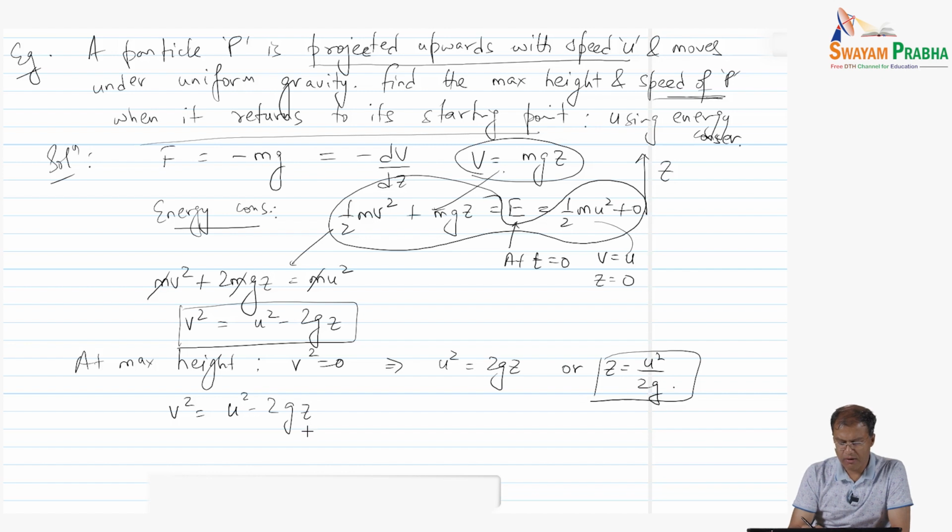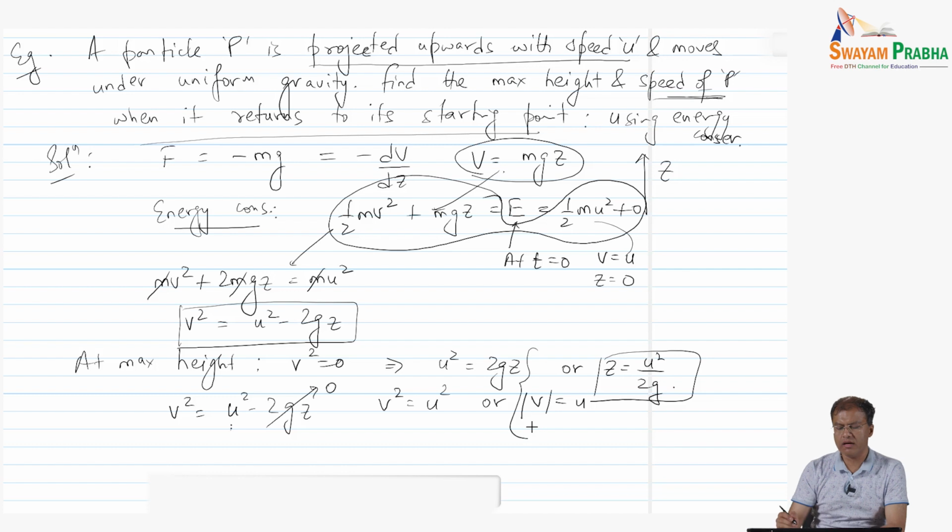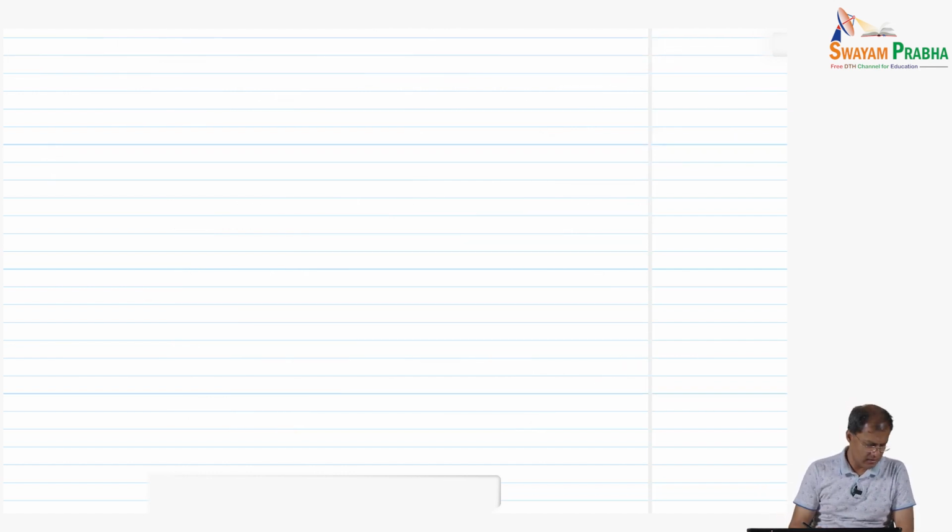So at t equal to 0, the speed was u, and the time when the particle returns to its starting point is the time when z is 0. So we have z is 0, which means that we get v is equal to u. So the speed is the same speed with which the particle started moving upward, right? So we see that using energy consideration, the problem becomes very quick and simple. So let us now look at a few more examples and try to solve them using energy considerations.